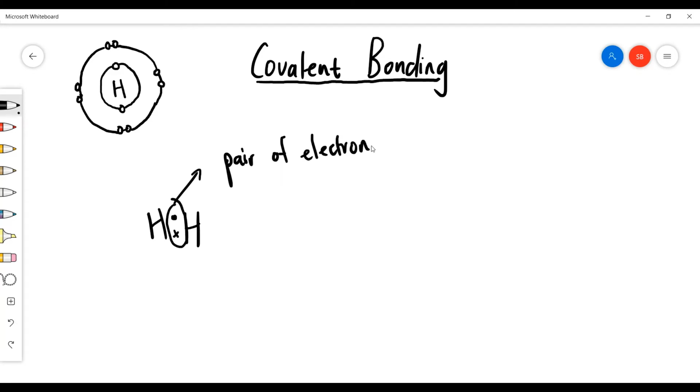And if you think about it, each of these hydrogen atoms are now quite happy because they've got both of these shells filled. Okay, and when atoms of elements share pairs of electrons, a covalent bond is formed.